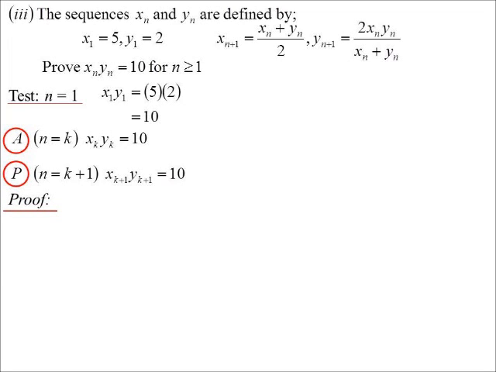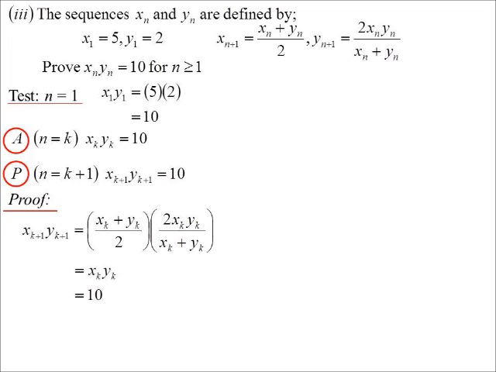So let's sub in the formula they told us we could use. xk plus 1 was xk plus yk on 2. yk plus 1 was 2xk, yk on xk plus yk. Well, again, remarkably easy. xk plus yk cancels, 2's cancel, and I get xk, yk, and we've assumed that's 10, so we've got the answer.